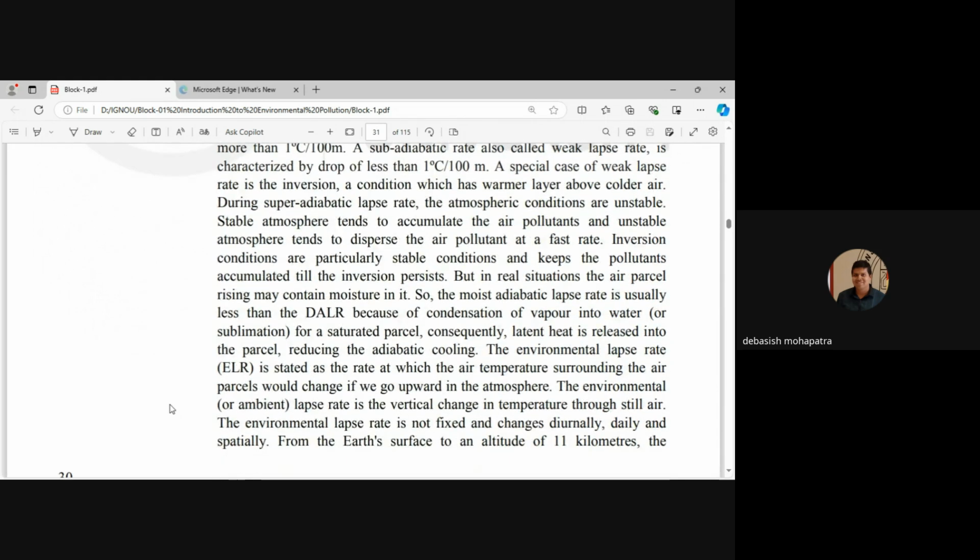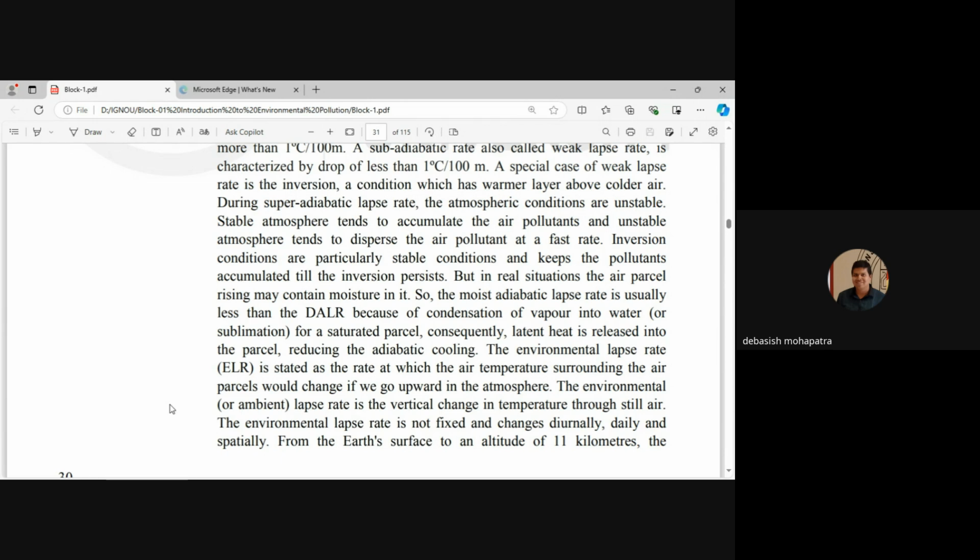But in a real situation, the air parcel rising may contain moisture in it. So the moist adiabatic lapse rate is usually less than the dry adiabatic lapse rate because of the condensation of the vapor into water, or sublimation, for a saturated parcel. As a consequence, latent heat is released into the parcel, reducing the adiabatic cooling.